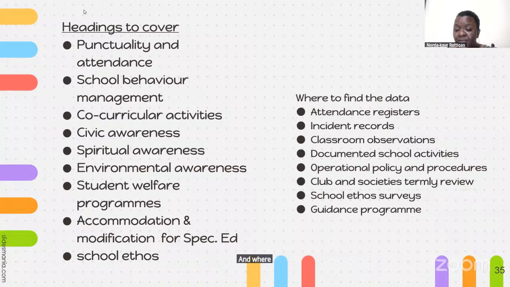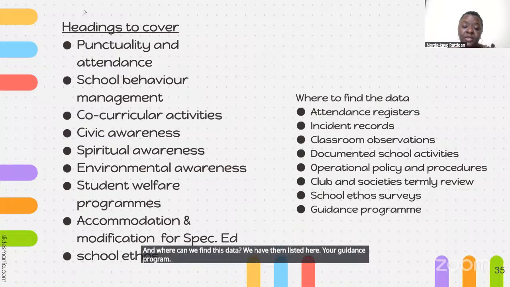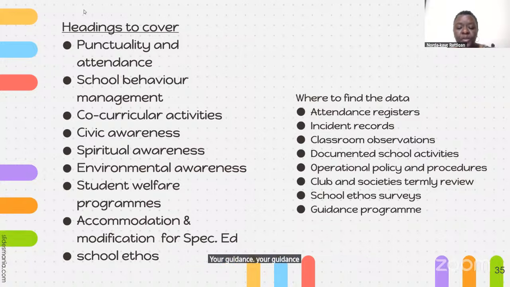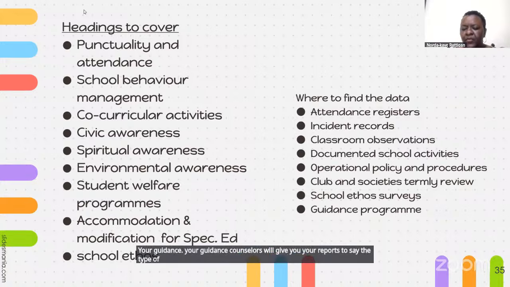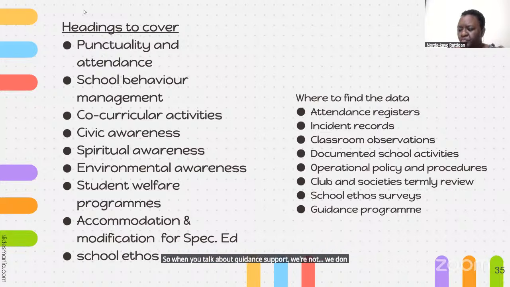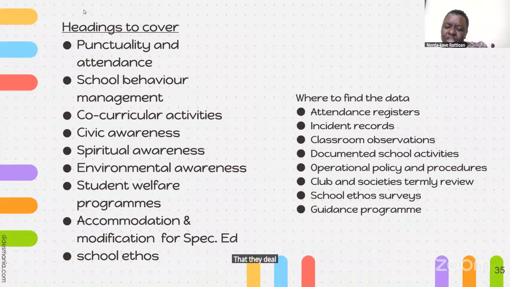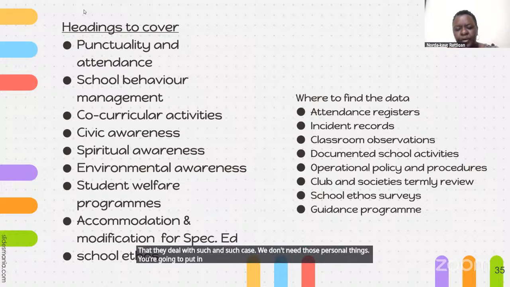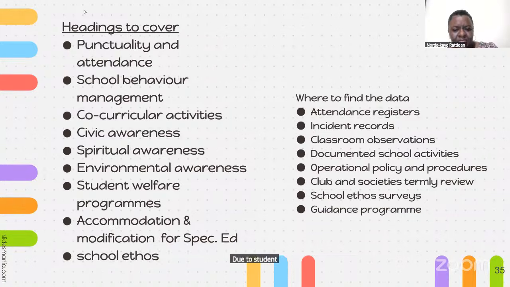And where can we find this data? We have them listed here. Your guidance program, your guidance counselors will give you your reports to say the type of incidents they have been dealing with. So when we talk about guidance report, we don't want to know that they deal with such and such case. We don't need those personal things. You're going to put in your general report. So for instance, you will say that you would have to do 15 home visits on an average monthly basis due to student absences, for instance.